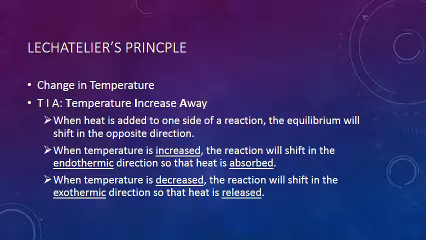Now our next acronym is TIA. When there's a temperature increase, equilibrium shifts away from the side where it's increased. So, like it said, when heat is added to one side of the reaction, equilibrium will shift in the opposite direction. When temperature is increased, the reaction will shift in the endothermic direction so that heat is absorbed. When the temperature is decreased, the reaction will shift in the exothermic direction so that heat is released.